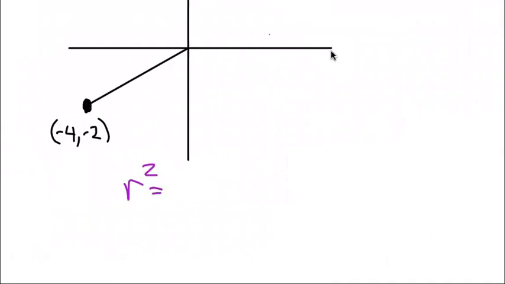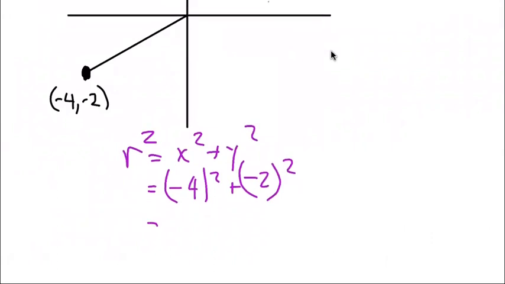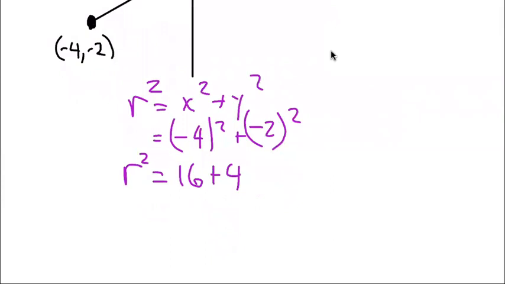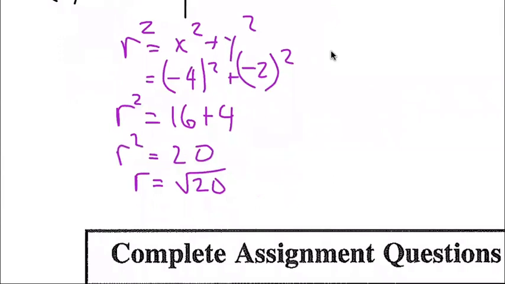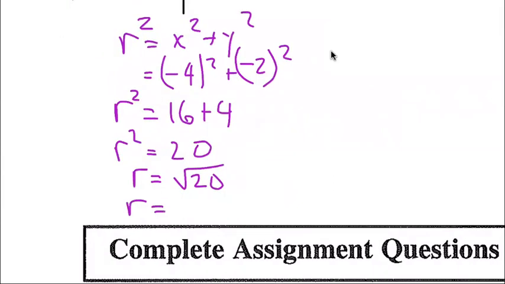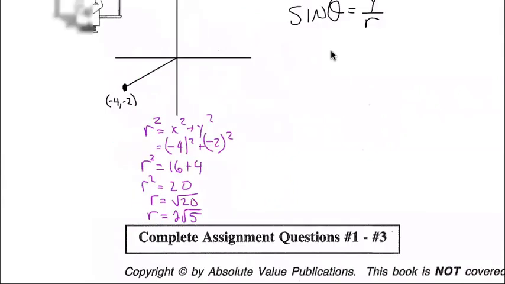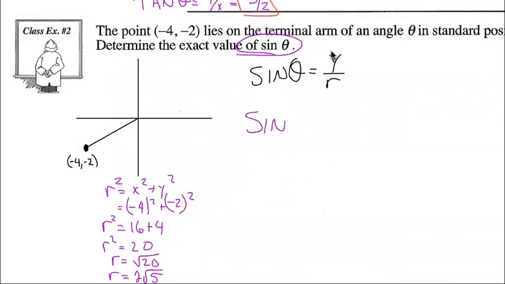R squared is equal to x squared plus y squared, -4 squared plus -2 squared, 16 plus 4. R squared is equal to 20, r is equal to the square root of 20, which simplifies to 2 root 5. So now I can go here, sine theta is equal to y, which is -2 over 2 root 5.